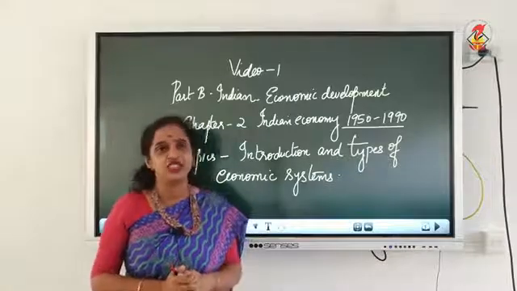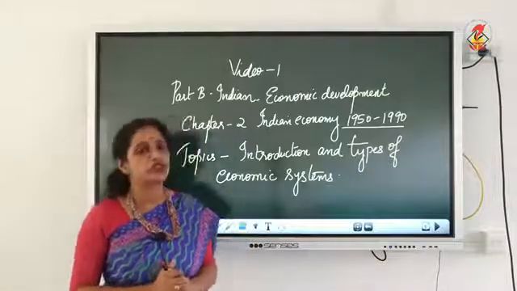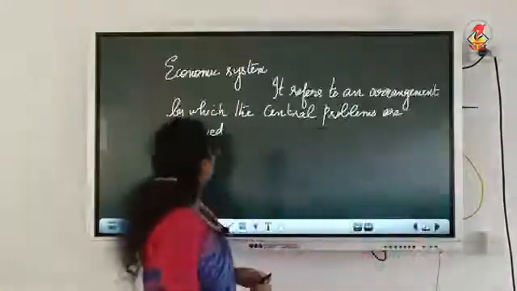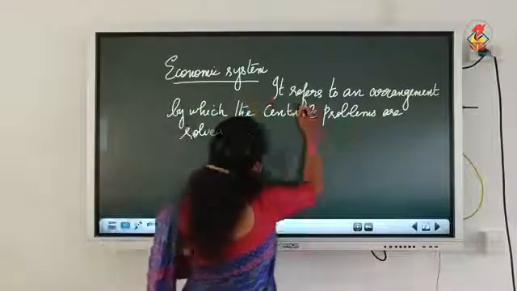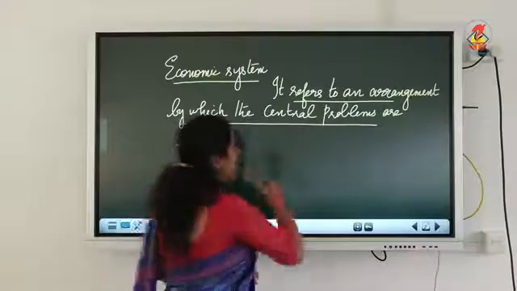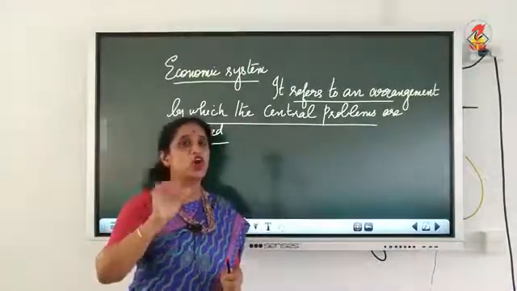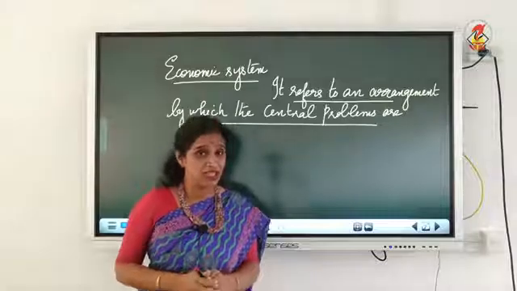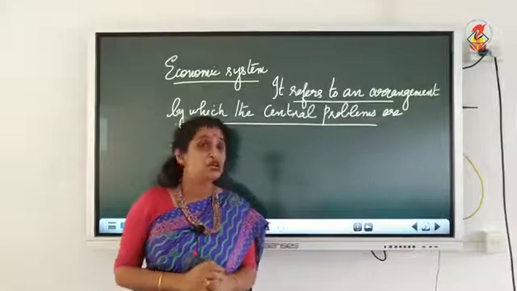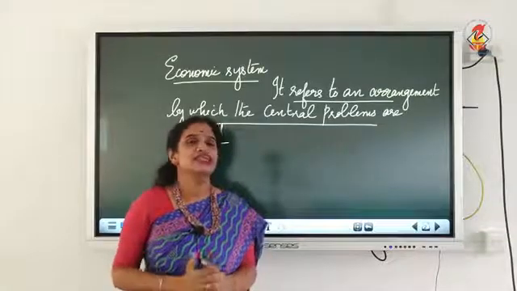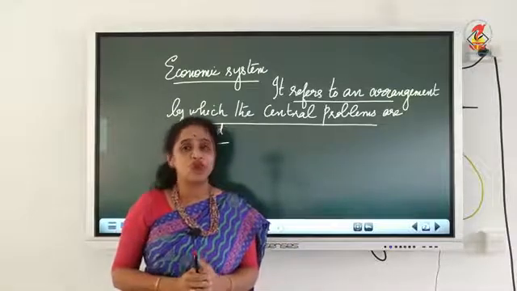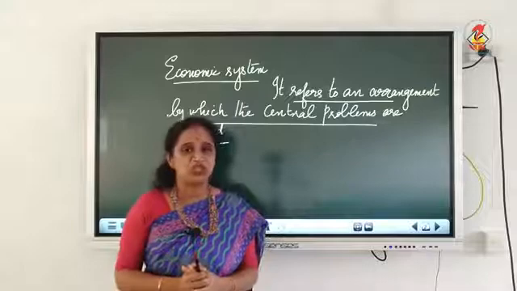Now, let us start the chapter by defining the concept of an economic system. What is an economic system? An economic system refers to an arrangement by which the central problems are solved. Every economy has central problems. Solving these central problems is a very risky job. So, the government has to decide how these central problems can be solved. An economic system which can solve all these central problems should be evolved.